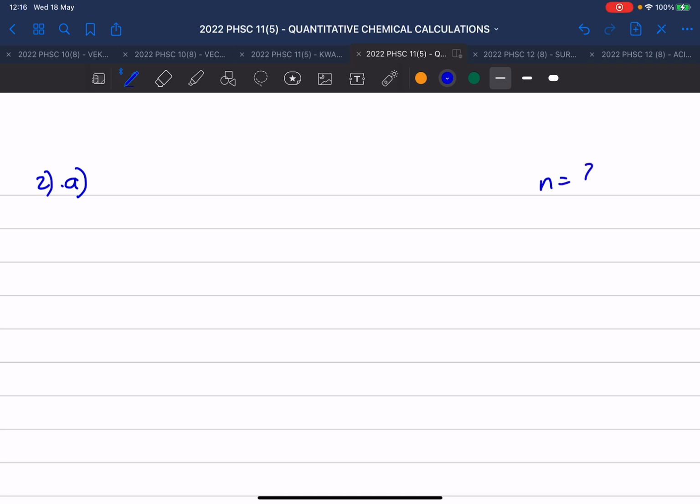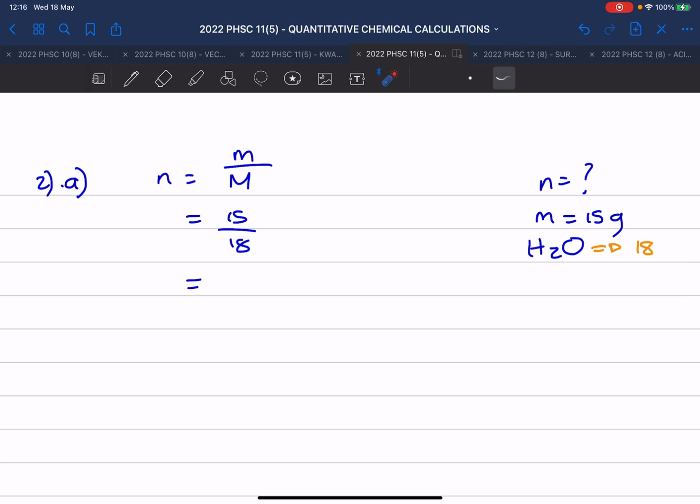So they ask for the mole. They say the mass is 15 grams, and they say of water. The reason they give you water is so that you can calculate its molar mass, which is 18. Okay, so you have mole is mass over molar mass, so that's 15 divided by 18, and if you calculate that, what do you get? 0.83 moles.